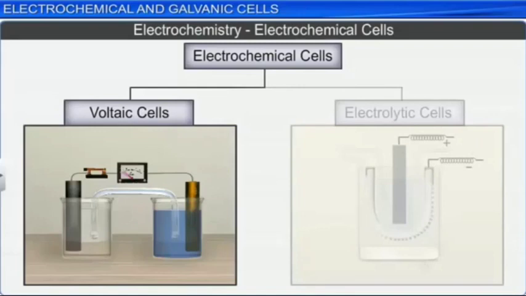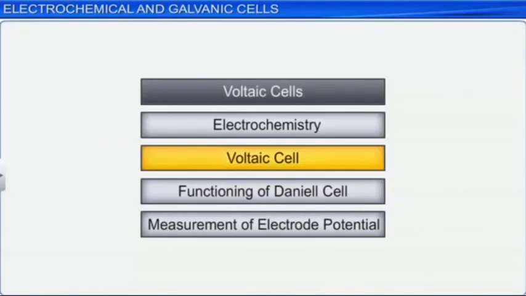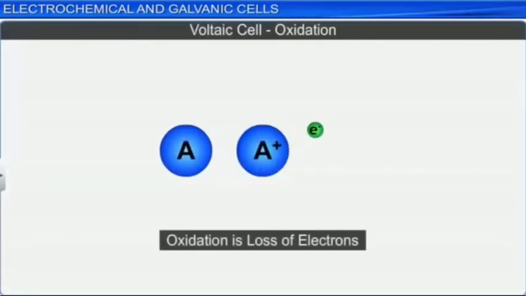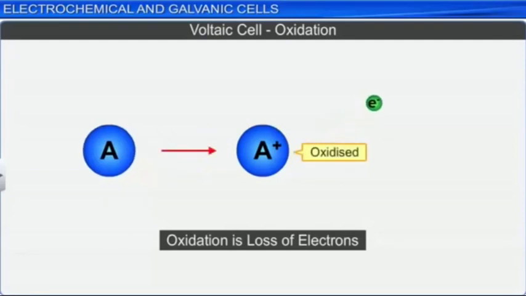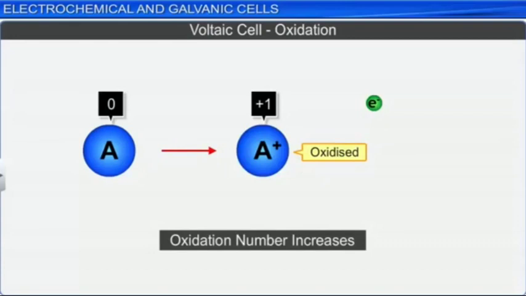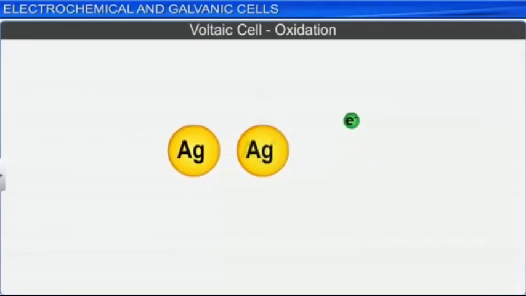Oxidation occurs when one or more electrons are lost. As a result, the oxidation number of a species increases. Shown here is an oxidation half reaction. Silver metal can lose one electron to form a silver ion.